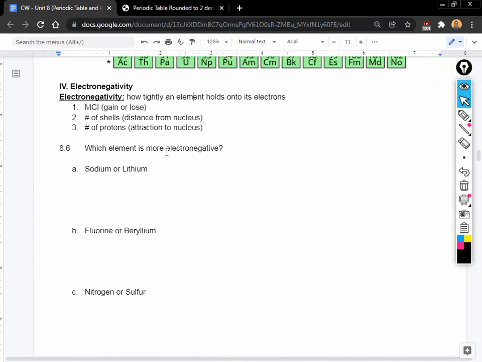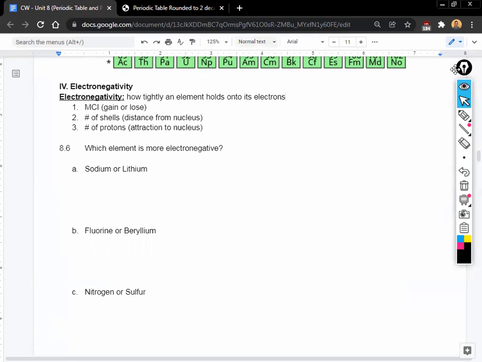Electronegativity depends on, first and foremost, if it's an MCI, if it gained or lost electrons. Make sure you jot this down somewhere because it's a step-by-step process that we can use to follow which one is more electronegative. Sorry, I had a brain fart. So the first thing we want to talk about is the MCI.